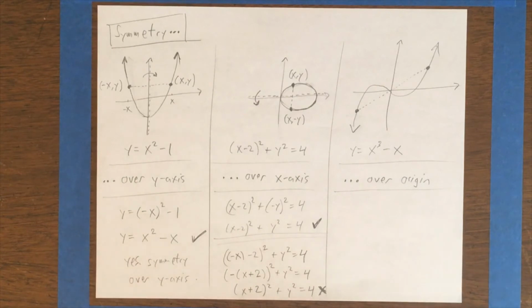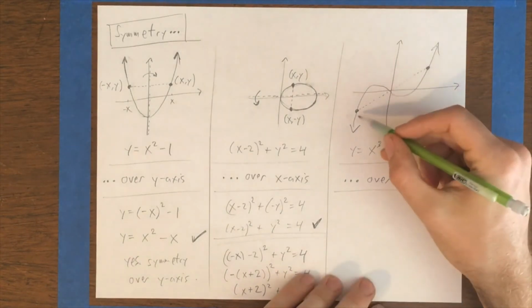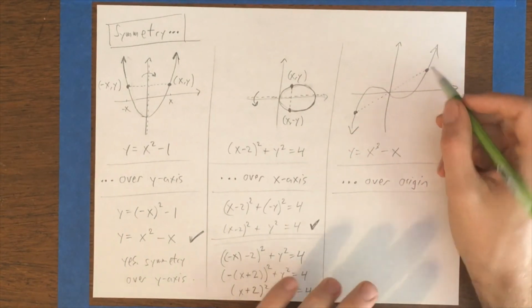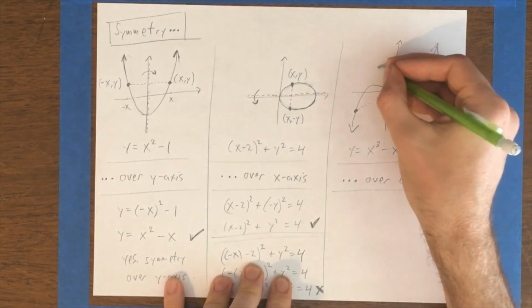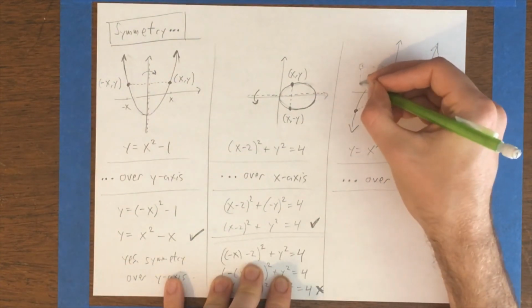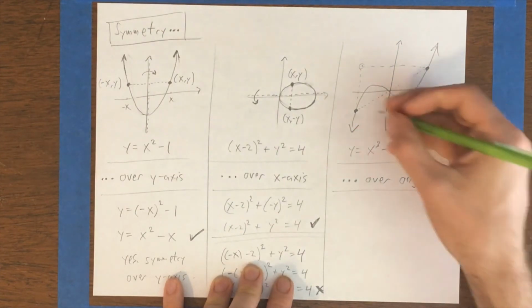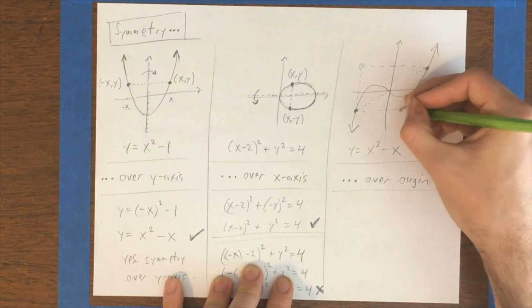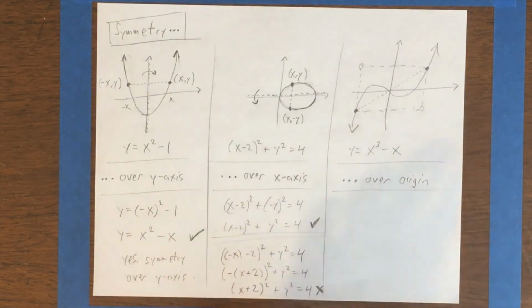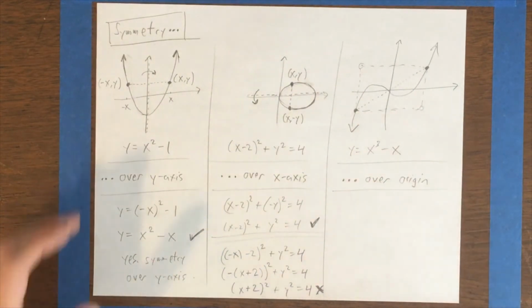So the last one would be symmetry over the origin. The way you check for symmetry over the origin is you replace both x and y by their opposites. It's like you reflected over the y-axis and then over the x-axis, or alternatively over the x-axis and then over the y-axis. So it's like doing both reflections and then you arrive on the other side of the origin.